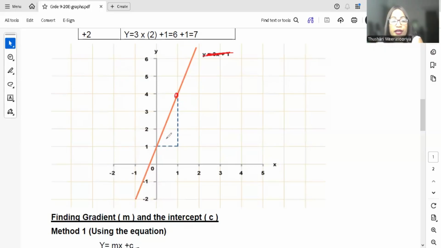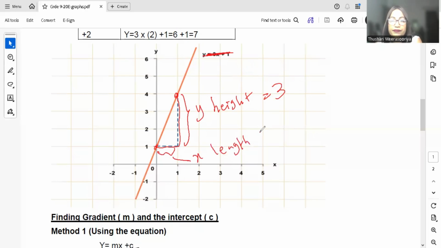You take any two points, and by using these two points, you draw a right angle triangle and get the y height. This is called the y height. What is the y height? That is 1, 2, 3. You get 3 gaps. 3. What is x? This side is called the x length. What is the x length?